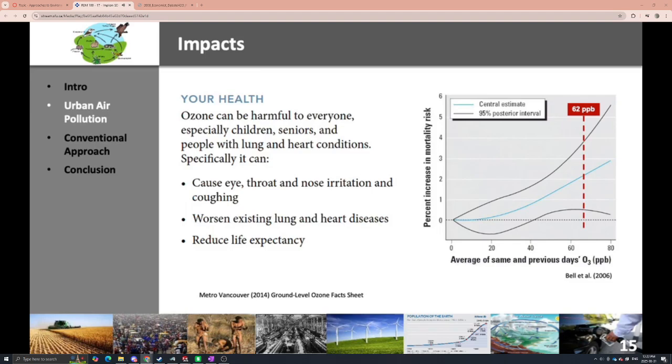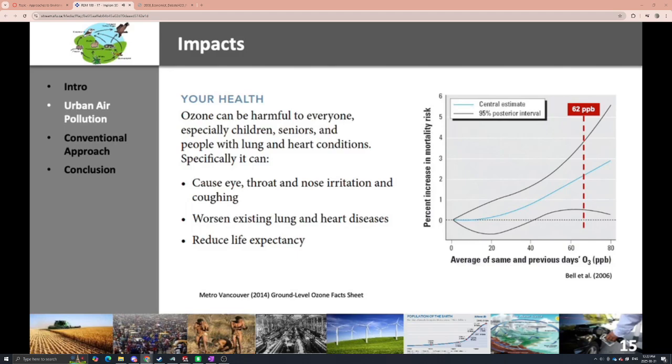So we've got this ground-level ozone, and now we have these precursors, the NOx and the VOCs, floating around. So what are the effects of the ground-level ozone? Well, ozone is a very aggressive gas, and it's harmful for people even in relatively low concentrations. Particularly sensitive are children, seniors, and people with pre-existing respiratory conditions.